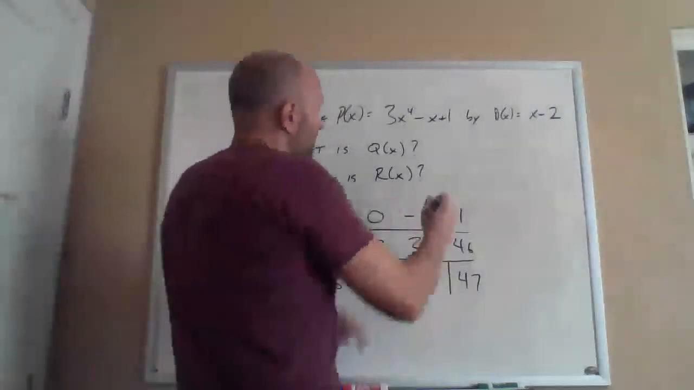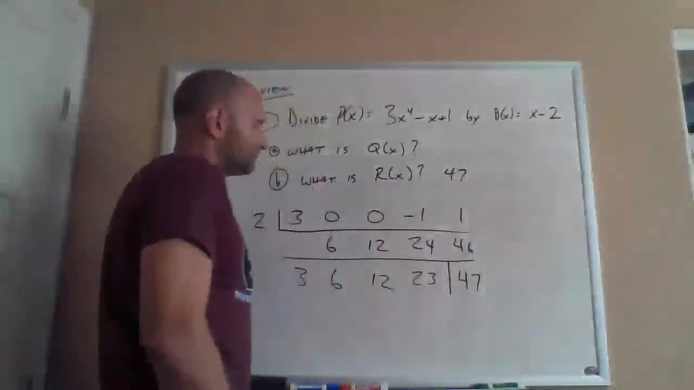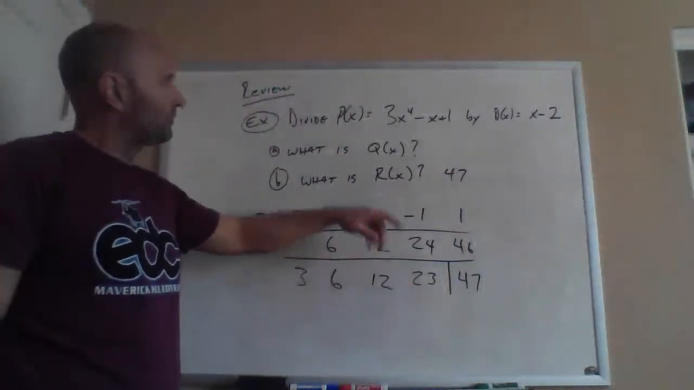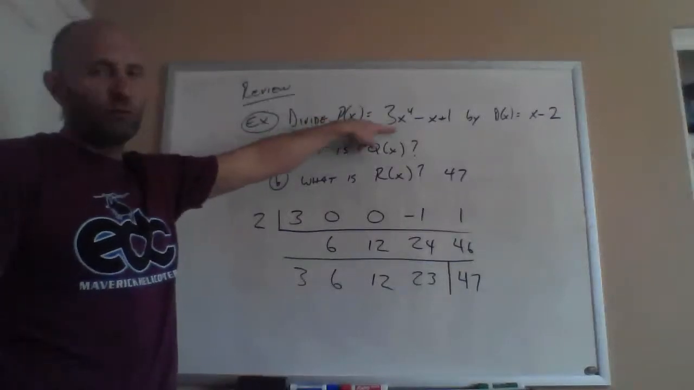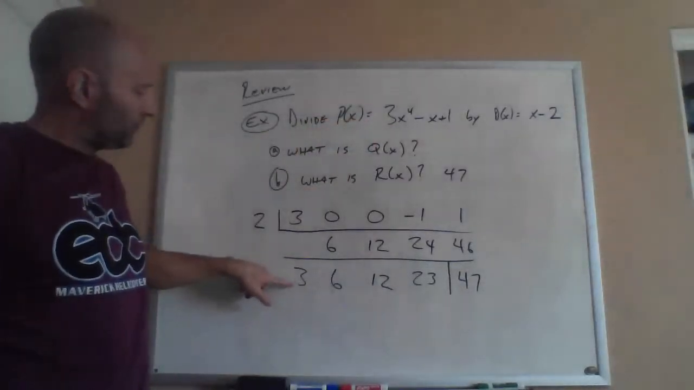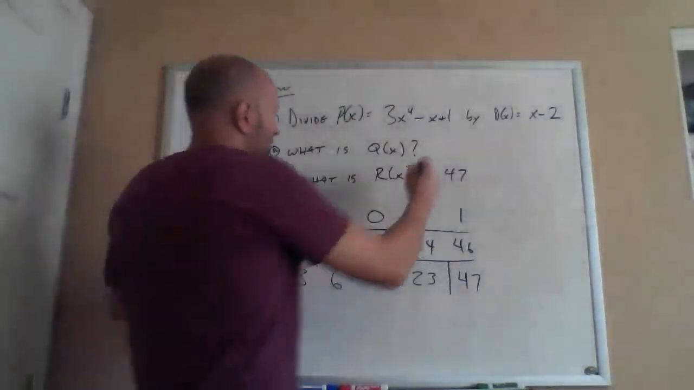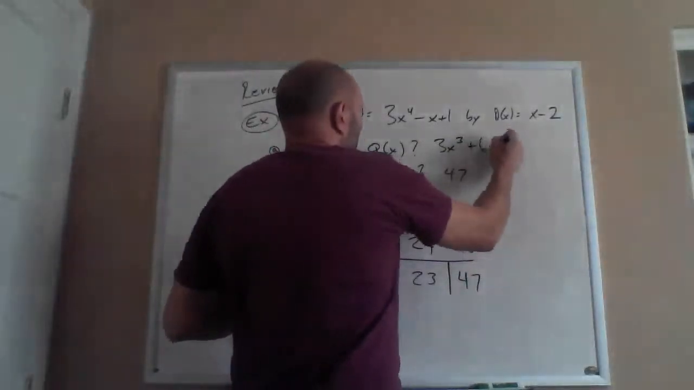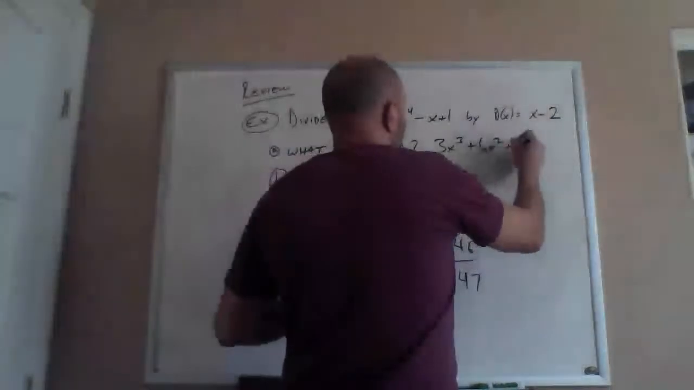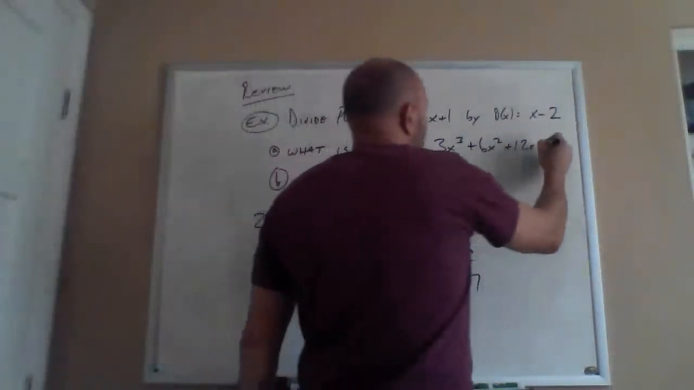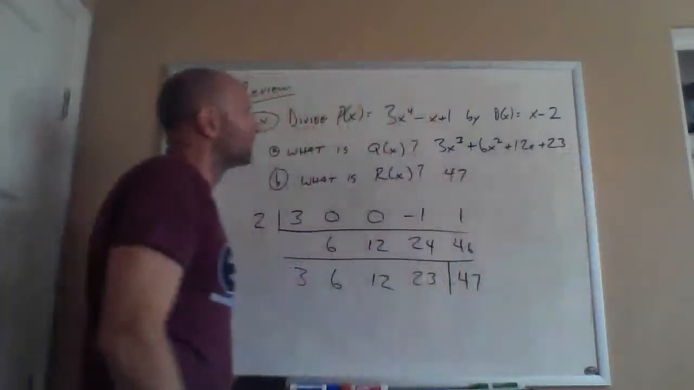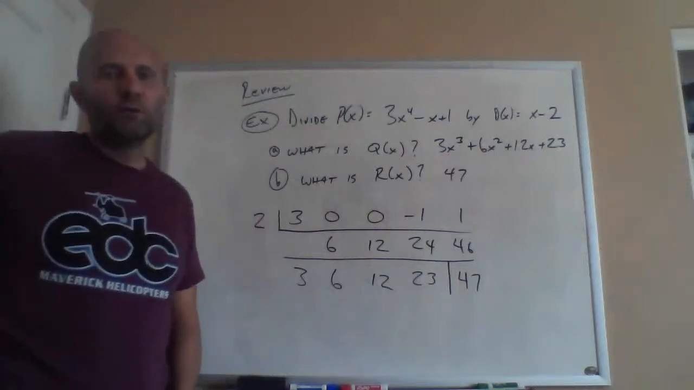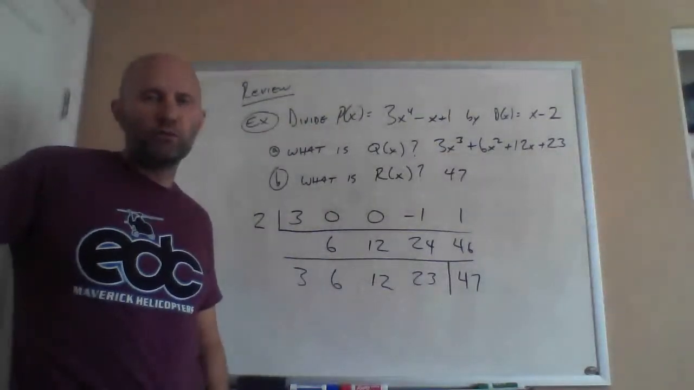So the 47 is my R of x. The 3, 6, 12, 23, these are the coefficients of my variable terms. I started with x to the fourth, so my answer is going to start with x to the third, 1 degree less. So it's 3x to the third plus 6x squared plus 12x plus 23. So that should be your Q of x and your R of x. So any questions on either of those two answers?